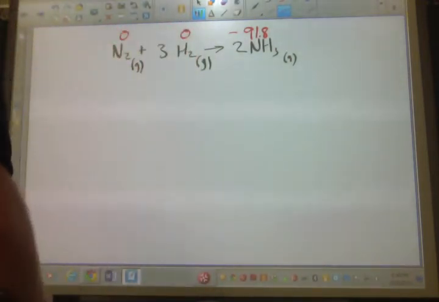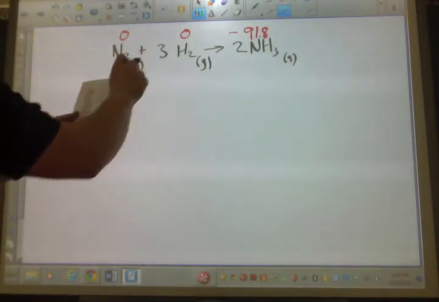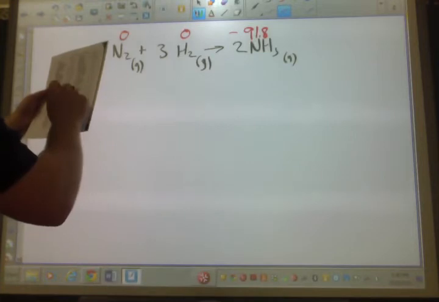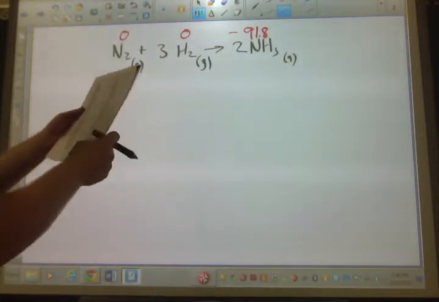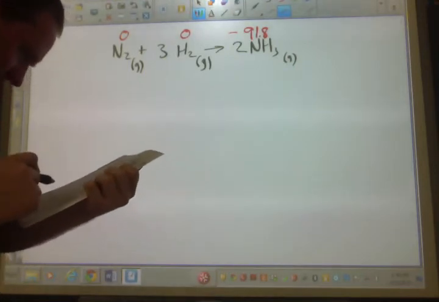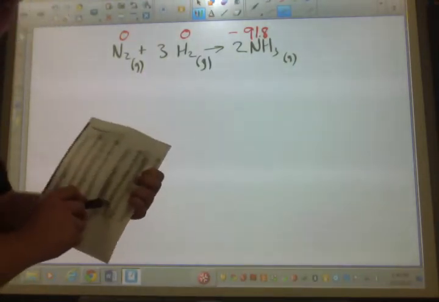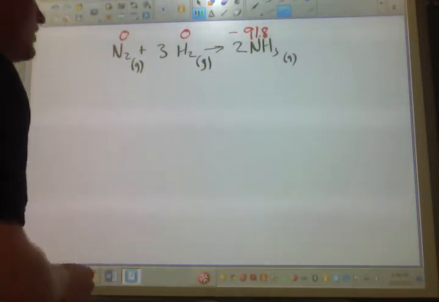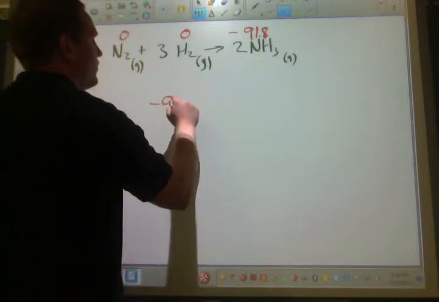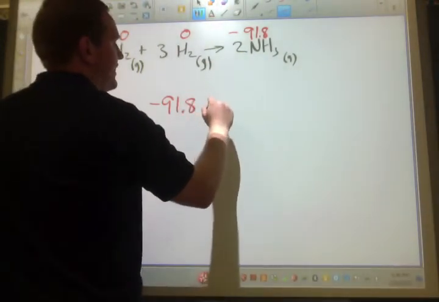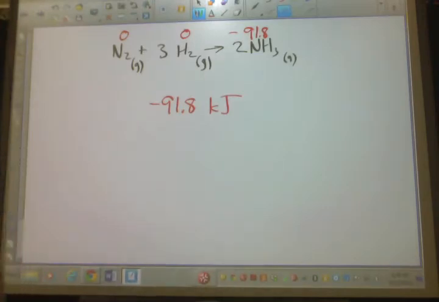0. Let me just double check to make sure I'm not off on my chemistry. Hydrogen H2 is 0. Nitrogen, is it not given here? It's not given on the front. Let's check the back. There it is. N2 given as 0. So, negative 91.8 minus 0 minus 0. Negative 91.8. And that is kilojoules. That's the heat of this reaction. Ready to move on here.